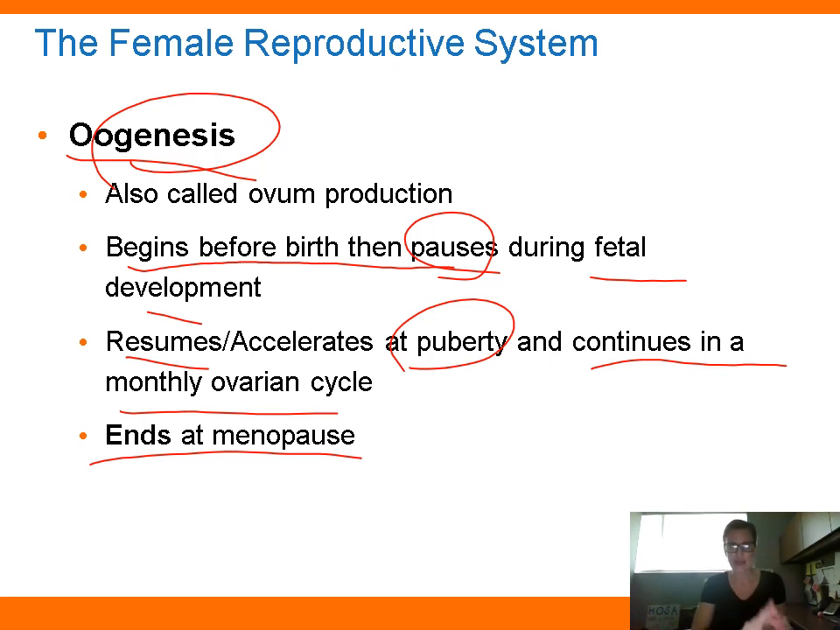Key differences. One, it starts before birth. Two, there's a set number that gets released each month. One egg gets finished, made to completion, and gets released each month. Males start at puberty and they produce millions of sperm. Millions and millions and millions of sperm. It's not just a set number every month. Finally, with females, this process ends at menopause and then that's it. With males, it continues until late in life. They just keep making sperm until very late in life.